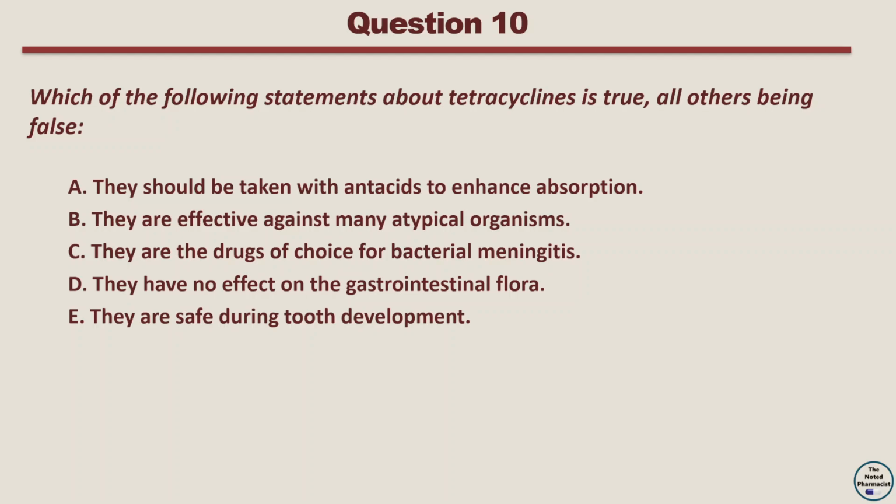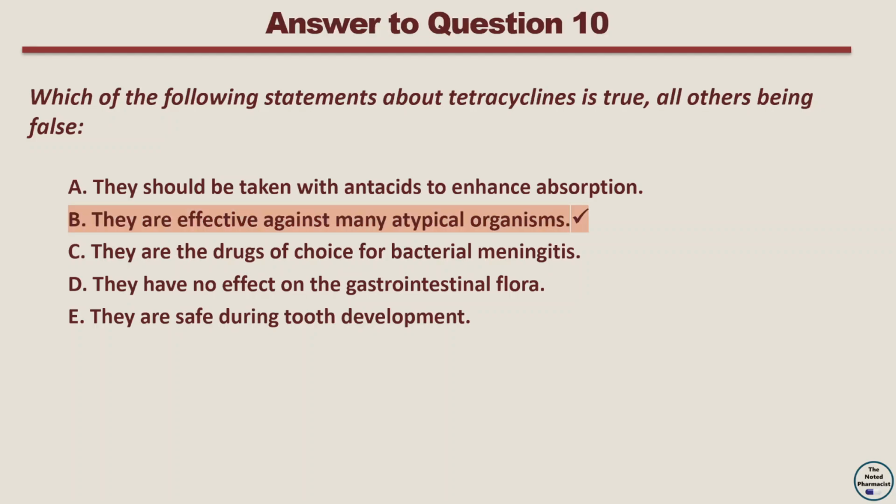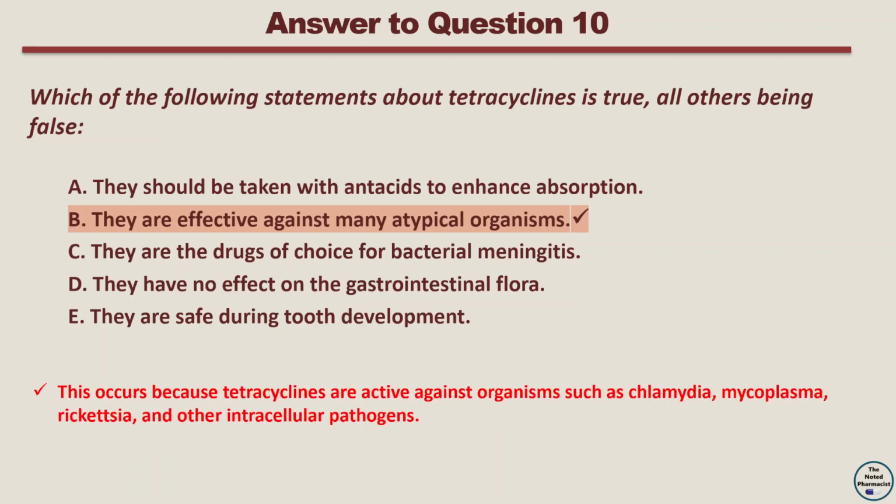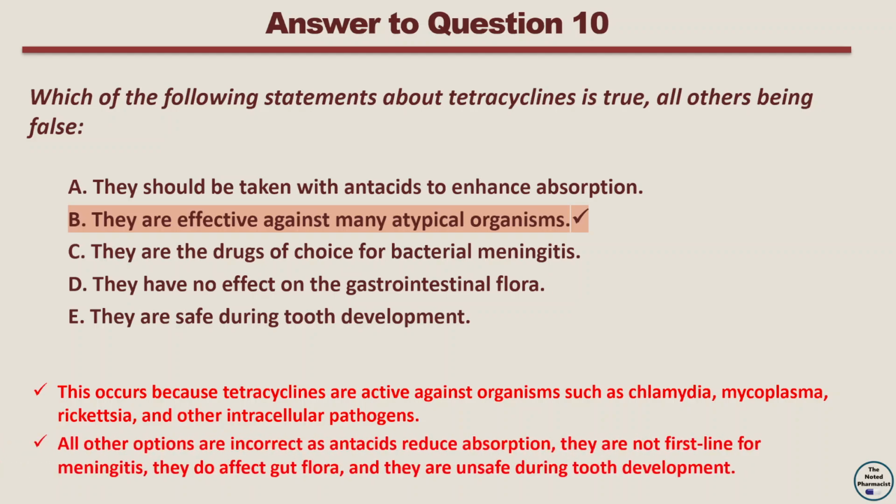The correct answer is option B. They are effective against many atypical organisms. This occurs because tetracyclines are active against organisms such as chlamydia, mycoplasma, rickettsia, and other intracellular pathogens. All other options are incorrect as antacids reduce absorption. They are not first line for meningitis. They do affect gut flora, and they are unsafe during tooth development.